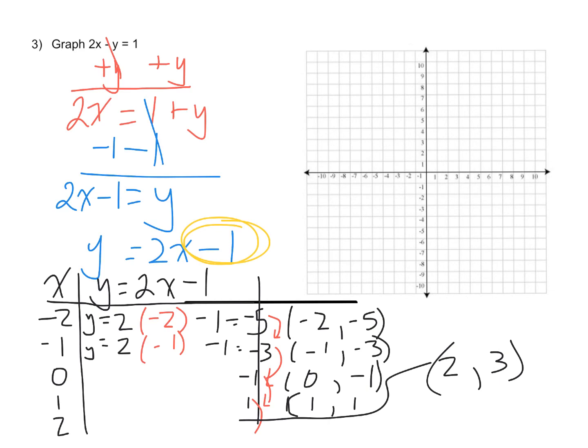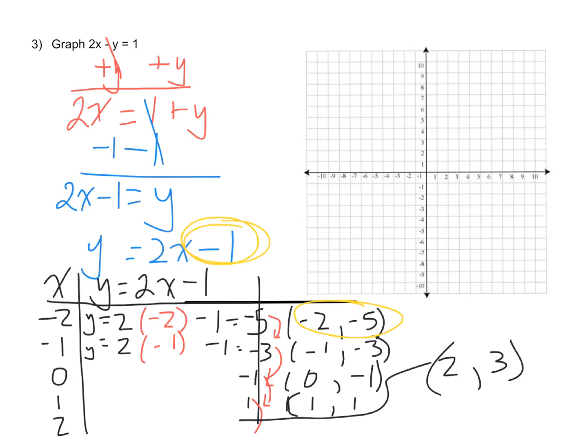So next I have to plot my points. It's going to be tricky for me because I'm using my finger, and you guys know how well it works with Pear Deck, so I'm going to try my best here. I'm going to plot my first point, so I'm going to plot this point first at negative 2, negative 5. I'll use green to do that, so negative 2 is right there.